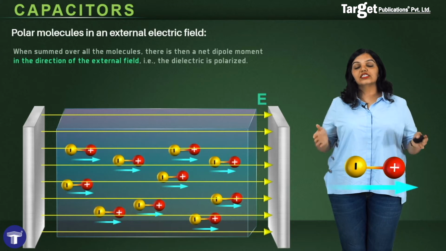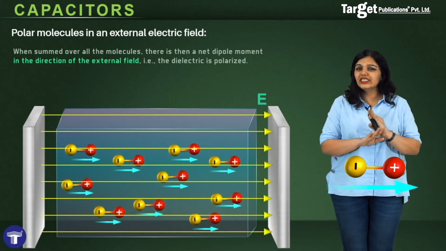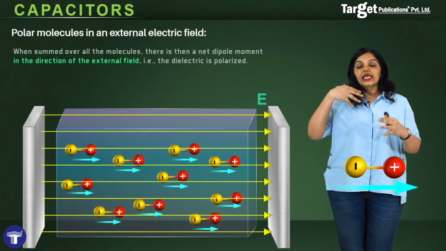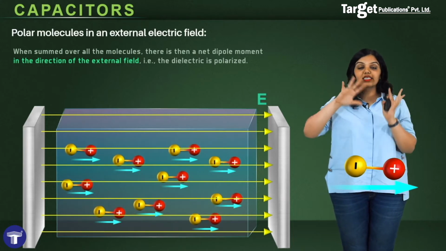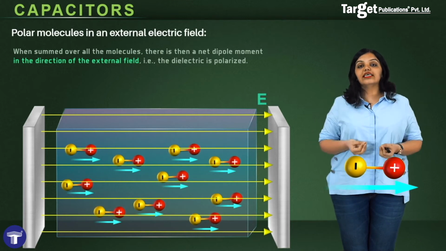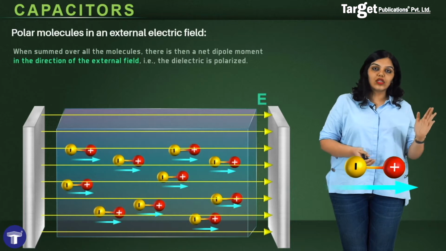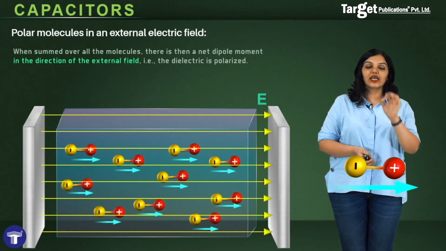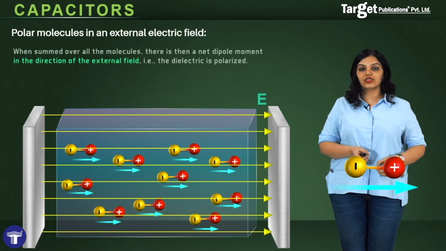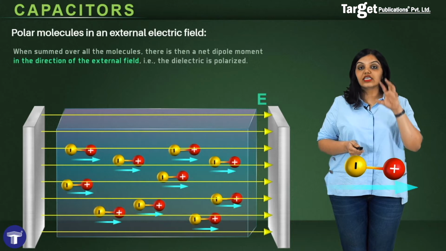So now as you can see, there will again be a total dipole moment, but this is not an induced dipole moment. Why? Because it always had a dipole moment, but because there was no electric field, they were all in random directions, and overall the net dipole moment was coming out to be zero. All the electric field did was direct all the dipole moments in one direction. And when you add all these dipole moments, you get a net dipole moment in the direction of the external field. And again, as usual, we say that the dielectric is polarized.